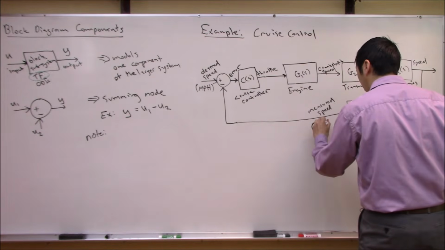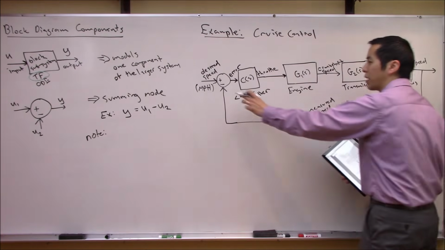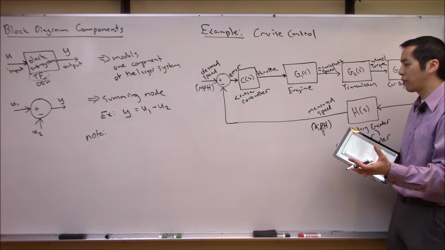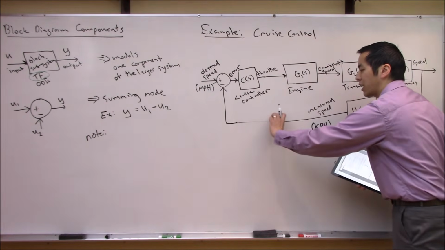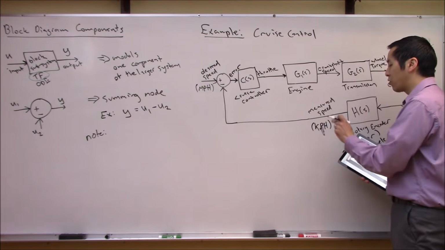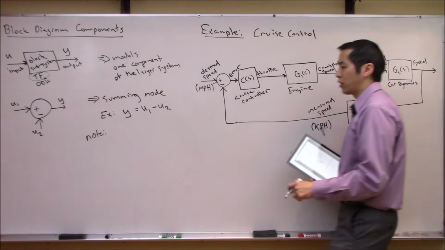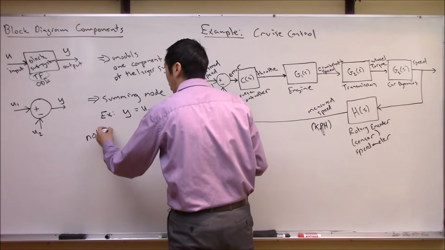Kilometers per hour, right? Now you've got a problem because you really can't subtract two things of different units without some kind of conversion. So you may need a small block in here whose sole job in life is to convert from kilometers to miles per hour, right? So something just to be aware of.